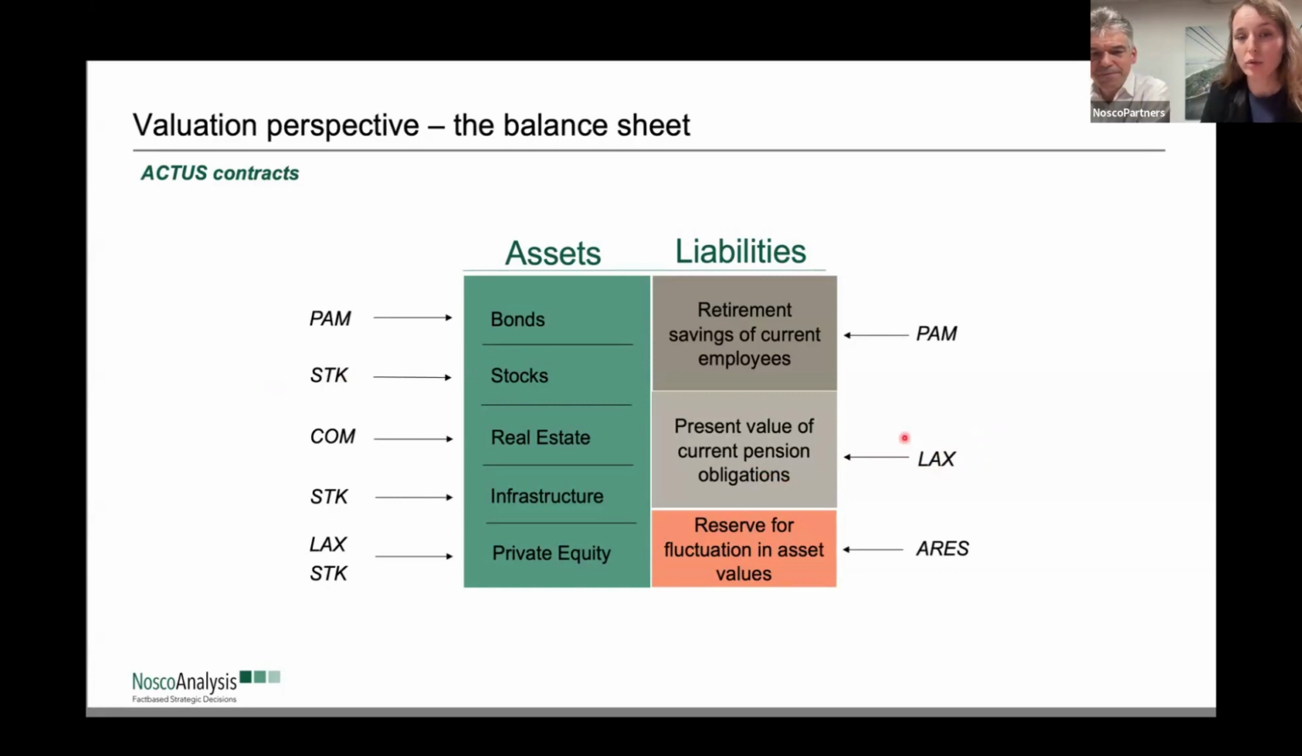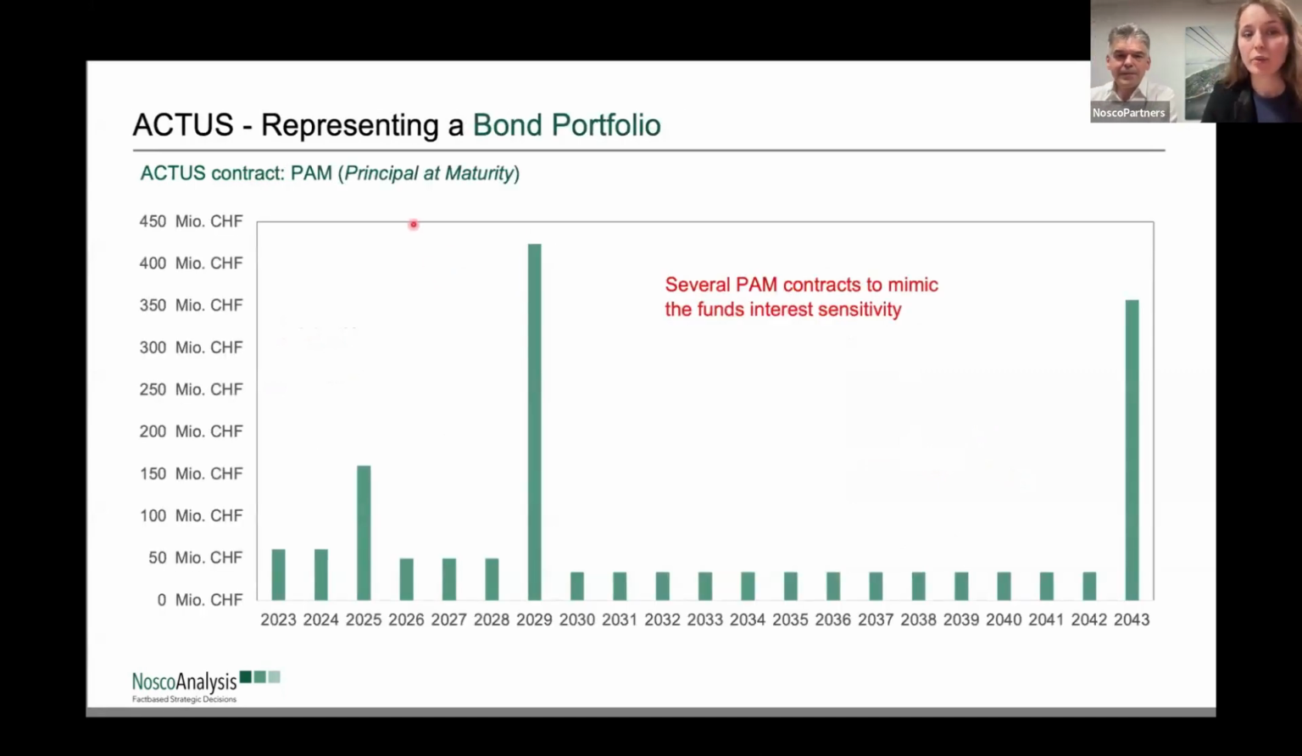Now we will go deeper into two contracts, the PAM and the LEX. So if we want to replicate the bond portfolio, we of course use several PAM contracts with which we mimic the correct duration and the interest sensitivity of all the bonds that the pension fund is invested in. That's why you can see short-term, mid-term or long-term bonds and the regular coupon payments.